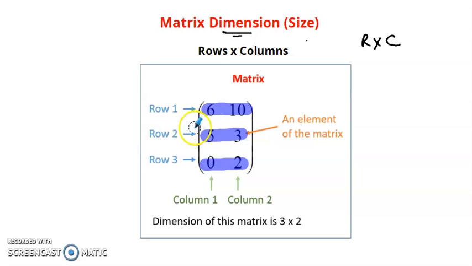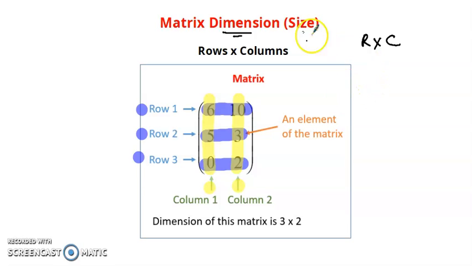So all these numbers that you see going across: row 1, row 2, row 3. So this has 3 rows. And the columns go from top to bottom, or bottom to top. So column 1, column 2.